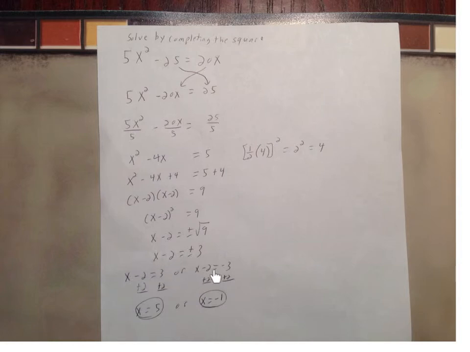Then I write it out the long way. And you add 2 to each side. And we have a nice answer of 5 and negative 1.